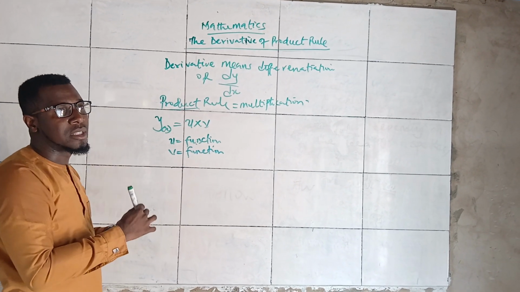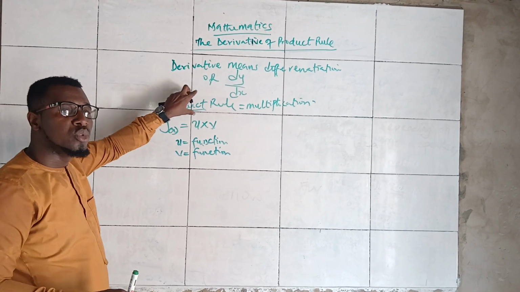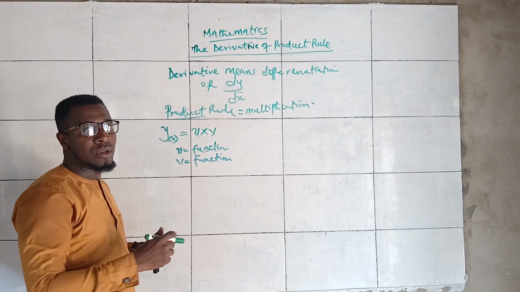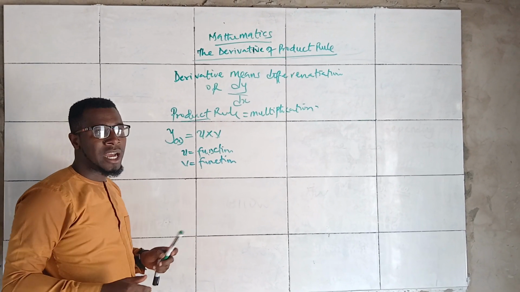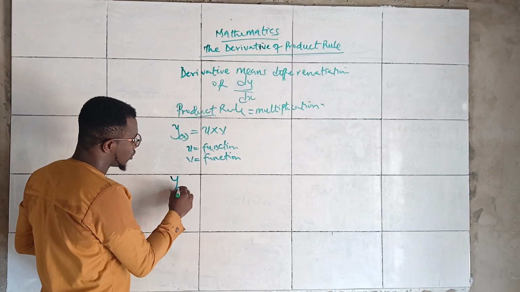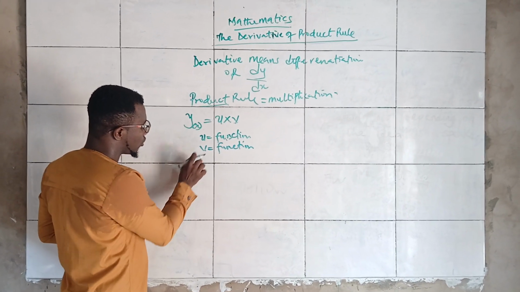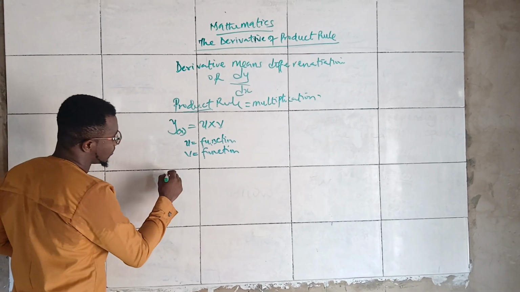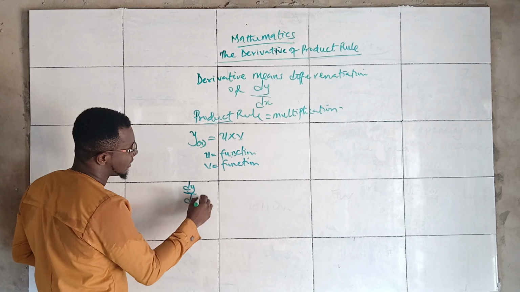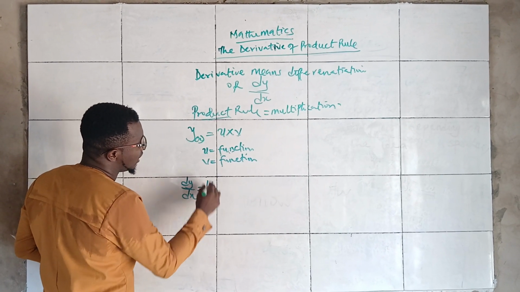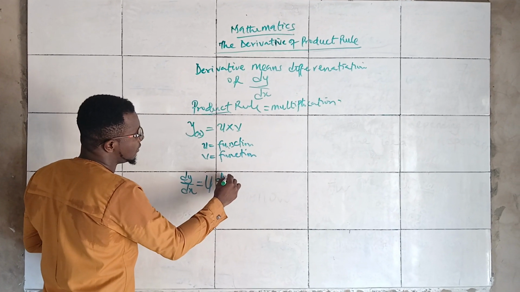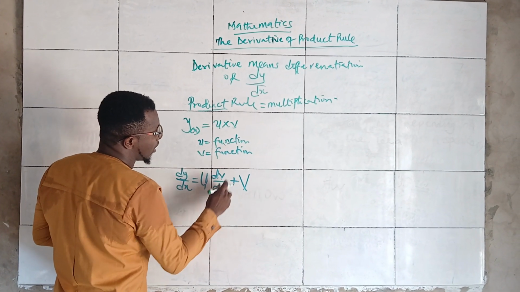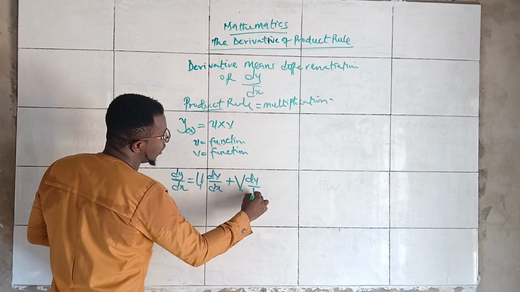When two functions are multiplied together, that is where we use product rule. So we have a formula for solving product rule. The formula we use in solving for product rule is that dy over dx is equal to the first one, u, then we differentiate the other function, which is v, with respect to x, plus we leave this one constant, then we differentiate this one, du over dx.